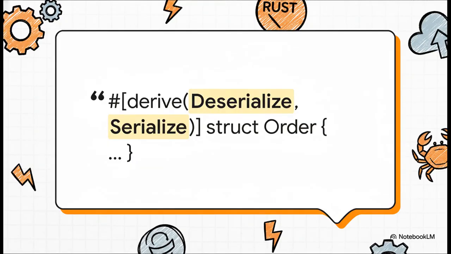First things first, the input. You just define a plain old Rust struct that matches the JSON you're expecting. And here's the magic. You add this little macro on top, derive Deserialize, Serialize. And this incredible library called Serde just automatically handles all the work of turning that messy JSON into your clean, type-safe struct. It's so efficient.